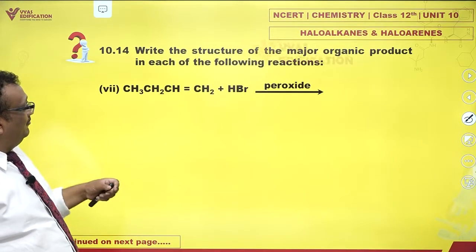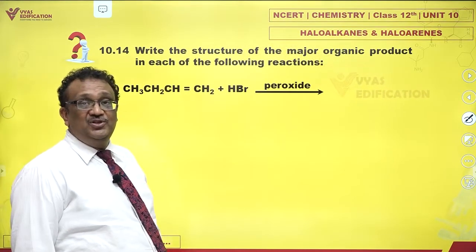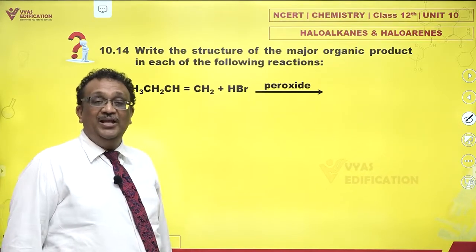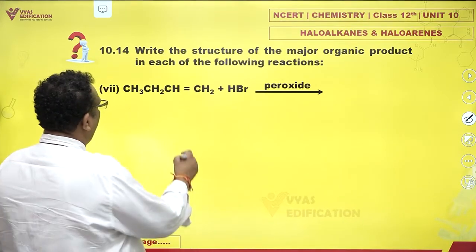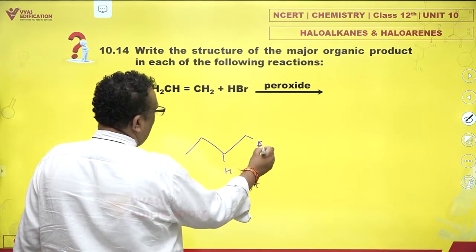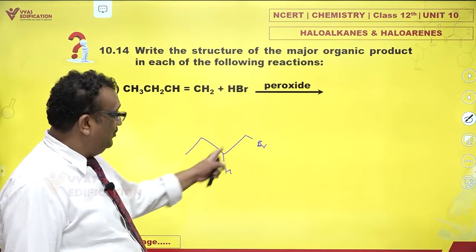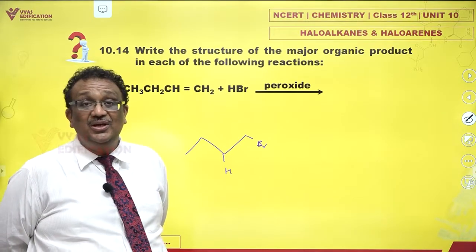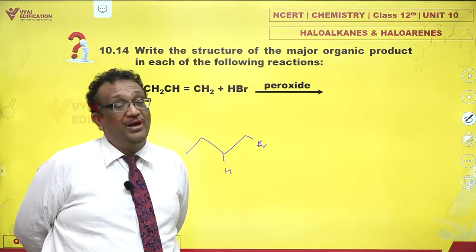We have 1-butene with HBr in presence of peroxide. And this is the Kharasch effect or anti-Markovnikov addition. What do I get? I get H and Br added like this, anti-Markovnikov, 1-bromobutane. That is the answer, and the mechanism goes by a radical mechanism.